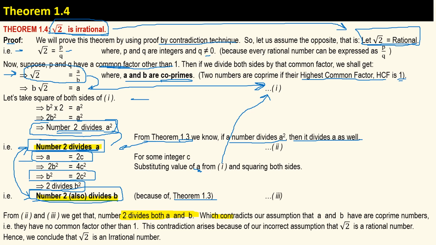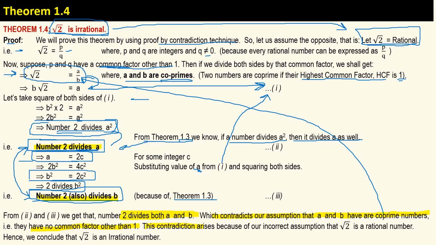Now which is contradictory to our assumption that a and b are co-prime numbers, because here, if you see, we wrote that a and b cannot be further solved, or let's say they are co-primes and they have only 1 as their highest common factor. So now we have arrived at a contradiction: a and b are divisible by 2, but we had assumed them to be co-primes, that is, they have no common factor other than 1.